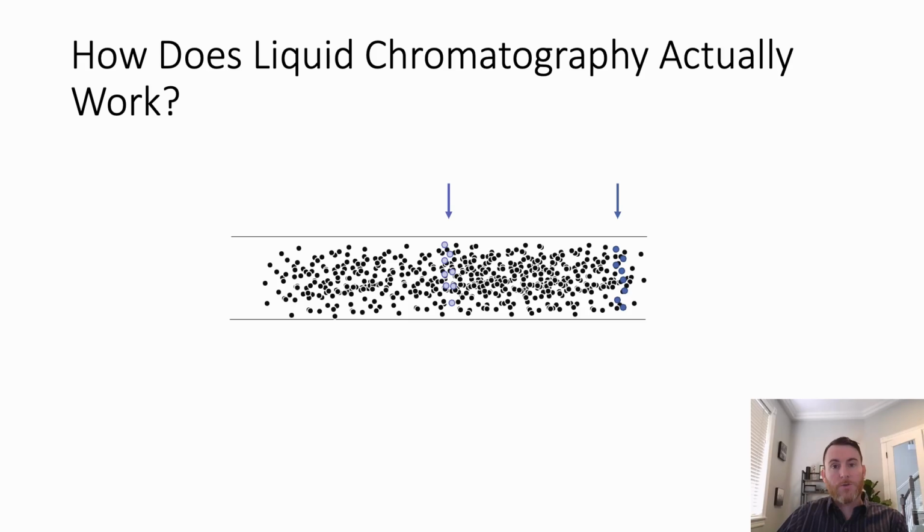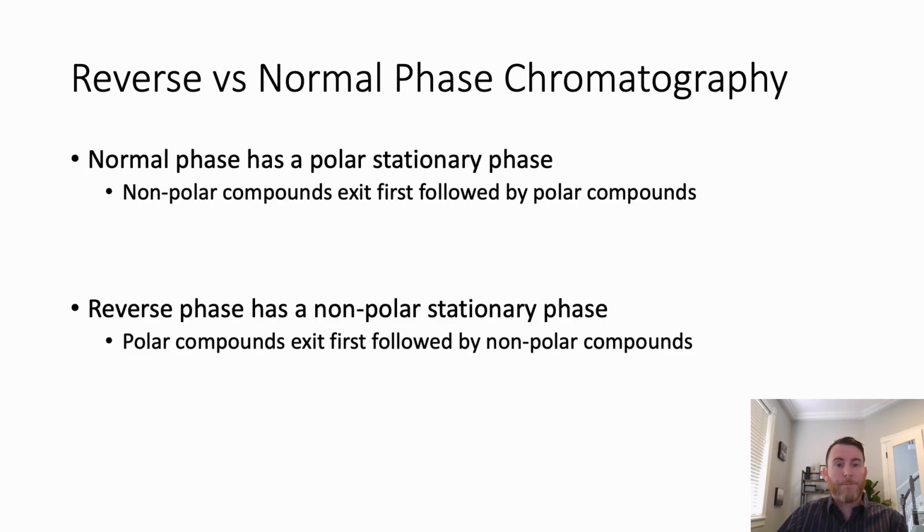These all then continue to move off of the column, and this is functionally how you would end up separating different compounds with different chemical affinities from each other.